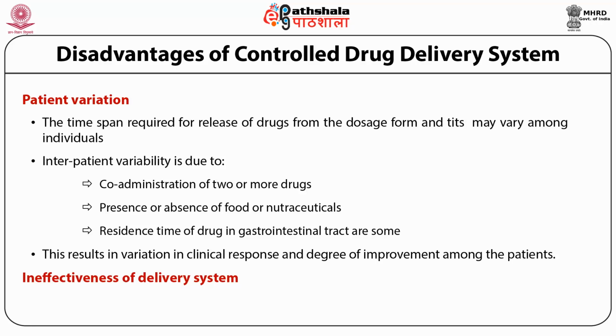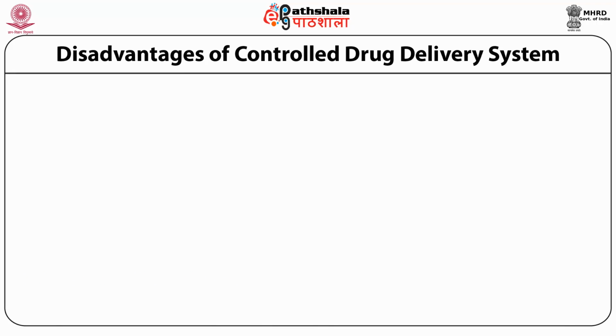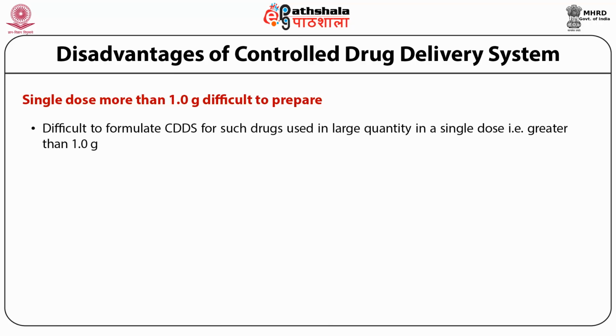Ineffectiveness of the delivery system is another factor. There is always a risk of an ineffective action or maybe absence of action of drug if the drug is poorly absorbed from the gastrointestinal tract. The preparation of a single dose when the drug is to be used more than 1 gram is really difficult to prepare. Drugs in very large quantities, maybe exceeding 1 gram or more, technically makes it absolutely difficult for making or converting these drugs into the controlled drug delivery systems, and primarily are really impossible to formulate.